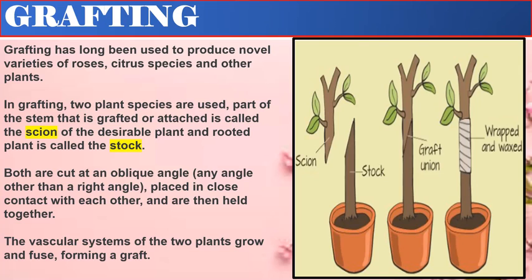Two plant species are used in this process of grafting. Part of the stem that is grafted or attached is called scion of the desirable plant, and the rooted plant is called the stalk. Both are cut at an oblique angle, placed in close contact with each other, and are then held together. The vascular systems of the two plants grow and fuse, forming a graft.